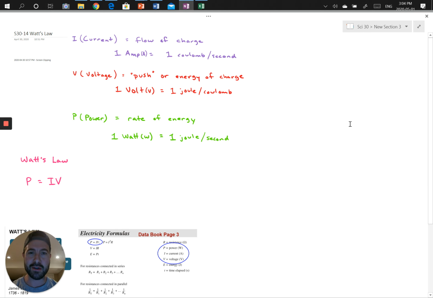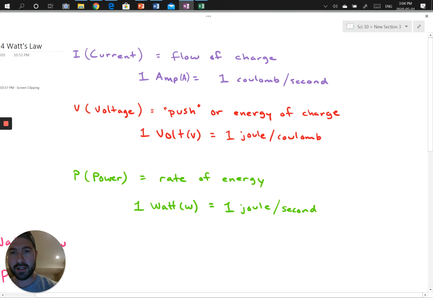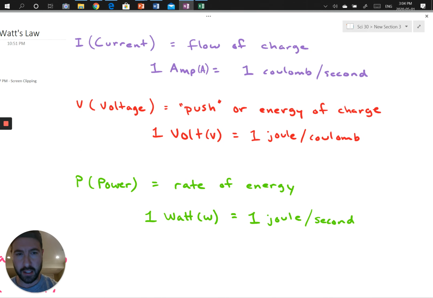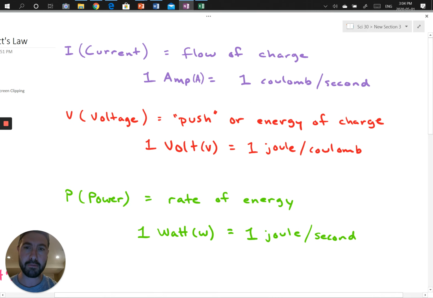And another episode of Science 30 here, and we're talking about electrical energy. What we're going to look at today is something that's called Watt's Law. You guys might have heard of watts before in terms of electricity. We're going to define what that is and learn some things about it.